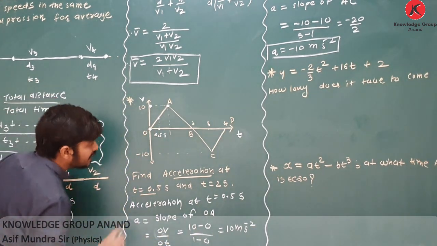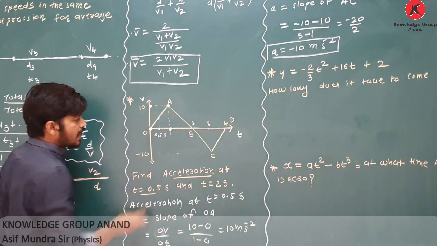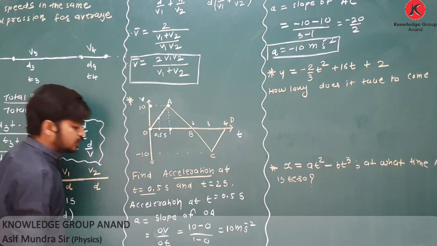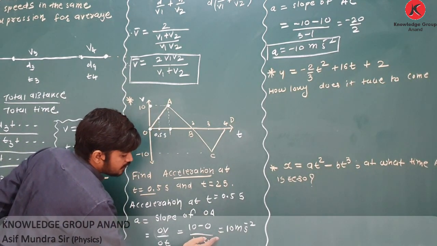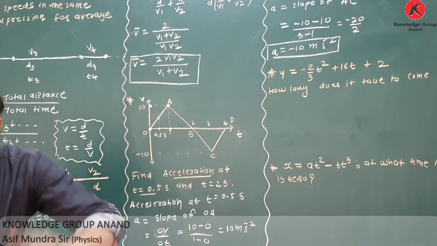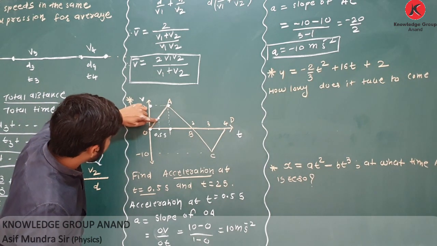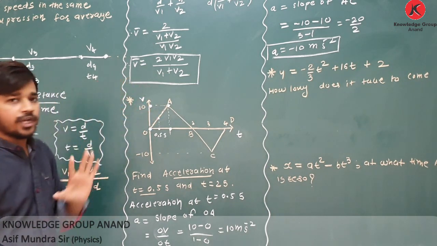Divided by delta t. At final position, what is time? 1. Initial position, what is time? 0. 1 minus 0. So it is 10 divided by 1. It is 10 meter per second square. Clear? And this acceleration is uniform, constant for each and every point on line OA.